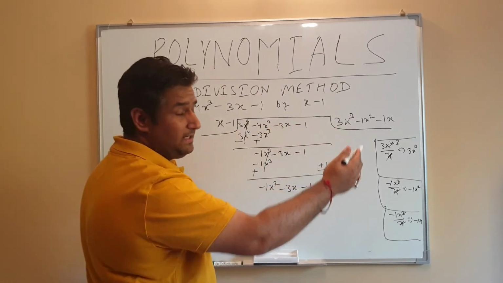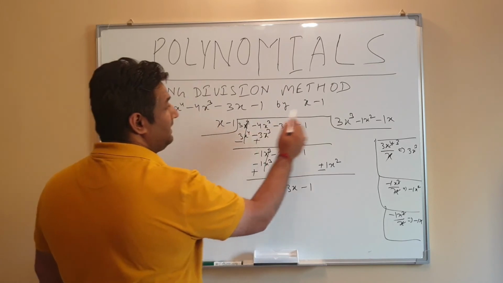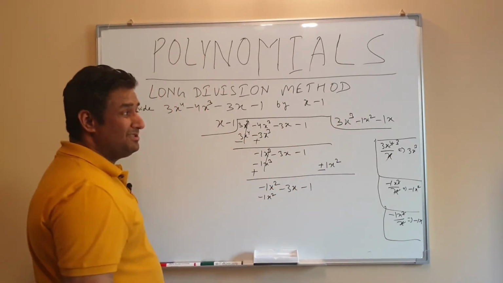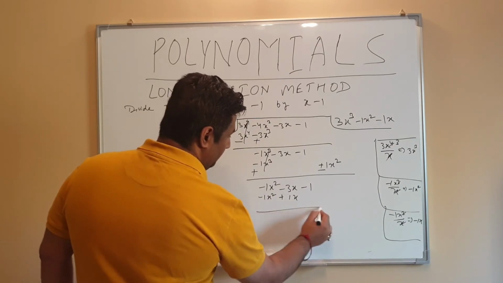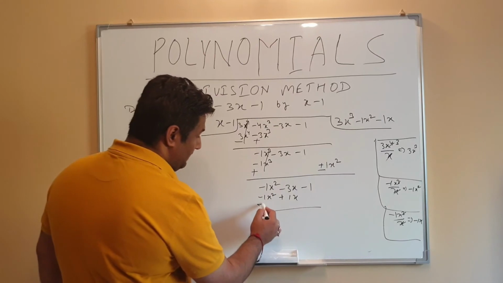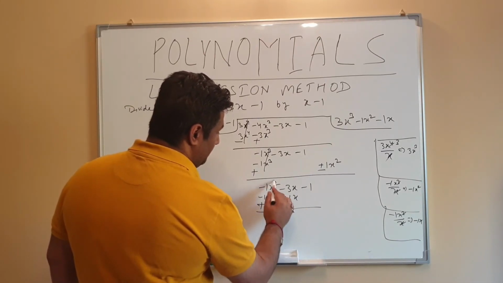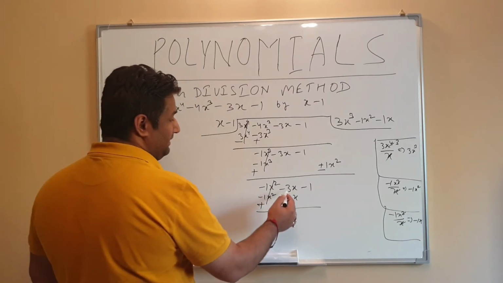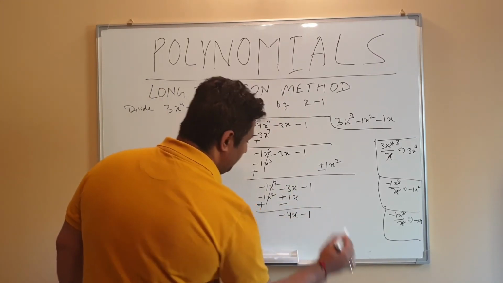X into negative 1x, I'll get negative 1 x square. Negative 1 times negative 1x will be positive 1x, correct? So we'll just write it down beneath the x term. Now if you see both the terms are equal, so I'll just write positive and negative, since already we have a positive sign here. This will get cancelled. So negative 3 and negative 1 will get negative 4x minus 1.